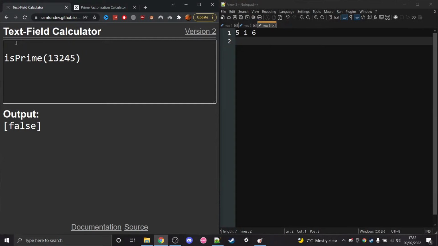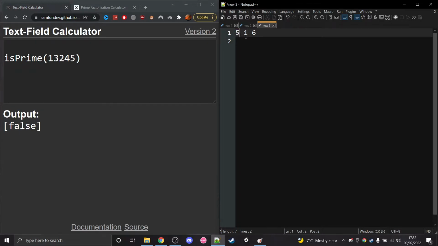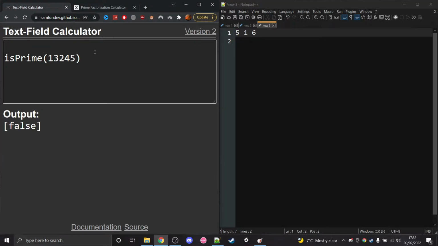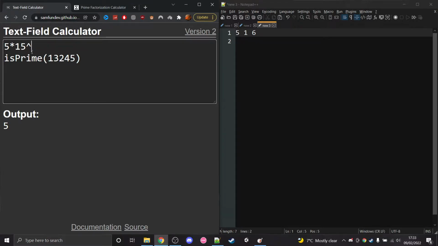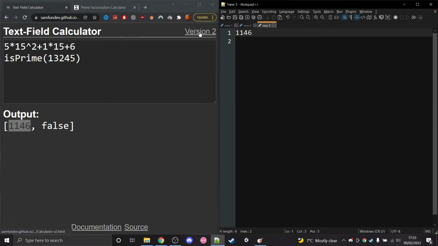Right. Moving on. We need to convert this number from base 15 to decimal. So we take the most significant digit, and we multiply it by a number where the coefficient is our base, which is 15, and the exponent is the amount of digits to the right of the digit in question. So this will be 5 times 15 to the power of 2. And we're going to do the same for each digit. Plus 1 times 15, plus 6. And this gives us a number of 1146. That's our number in decimal.